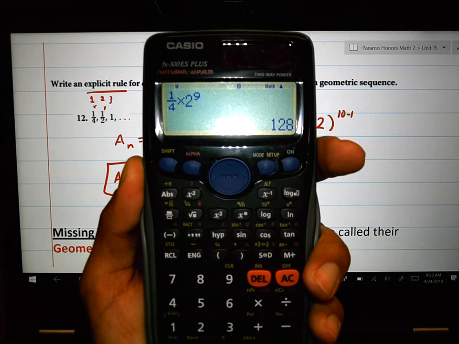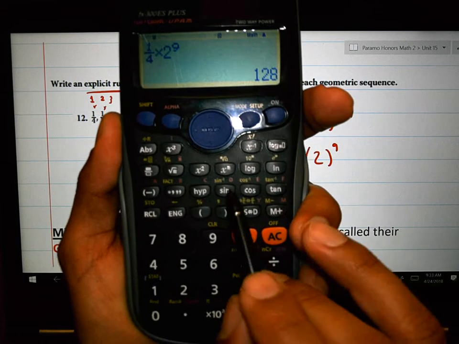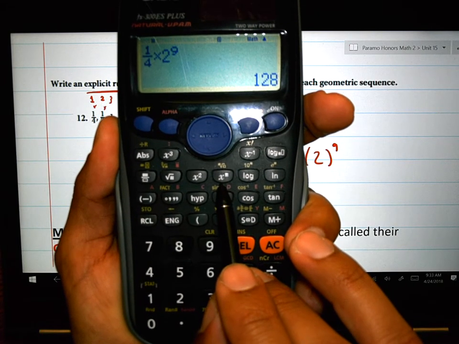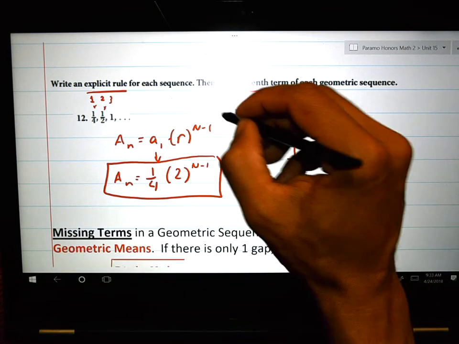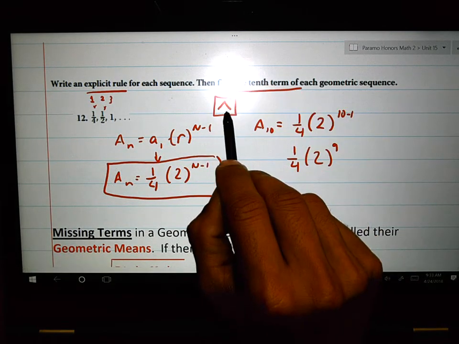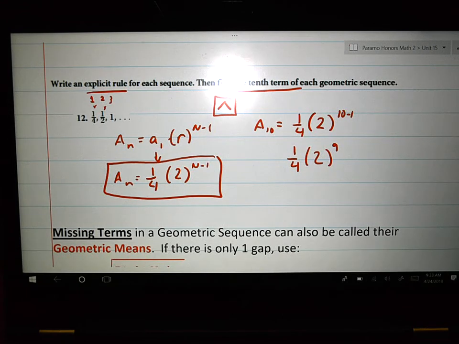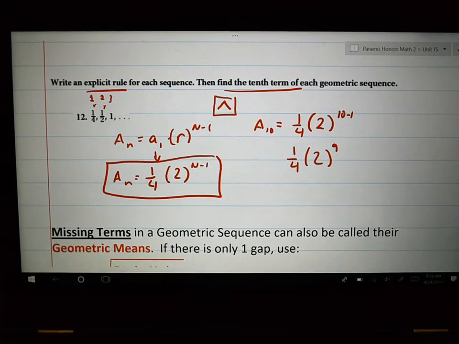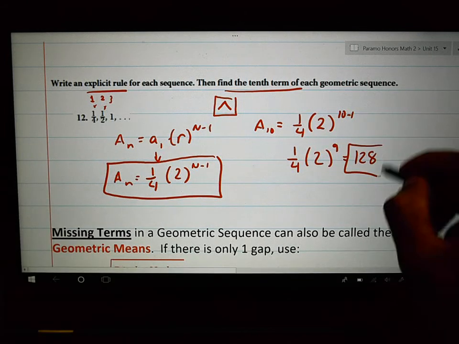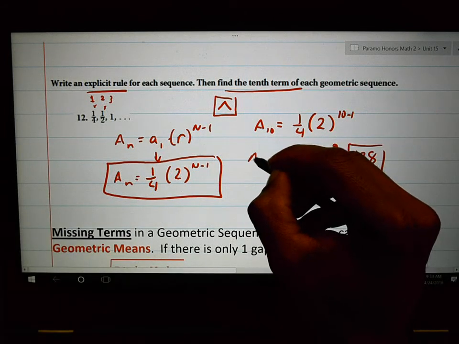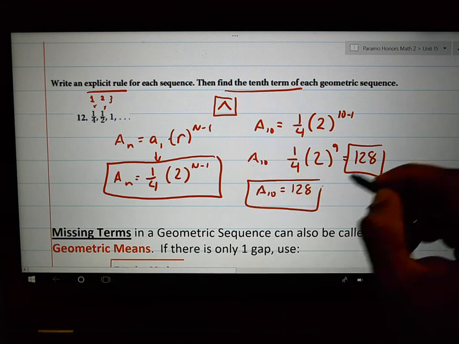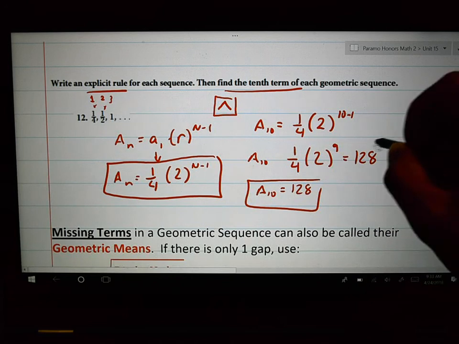If your calculator does not have this button, if you have another fancy calculator, sometimes it's a caret. It looks like this. That is raising it to a different power. That button means raised to the power of. Might be that one as well. So my answer is that the 10th term is 128. A of 10 has a value of 128. Let me just circle that as my answer.